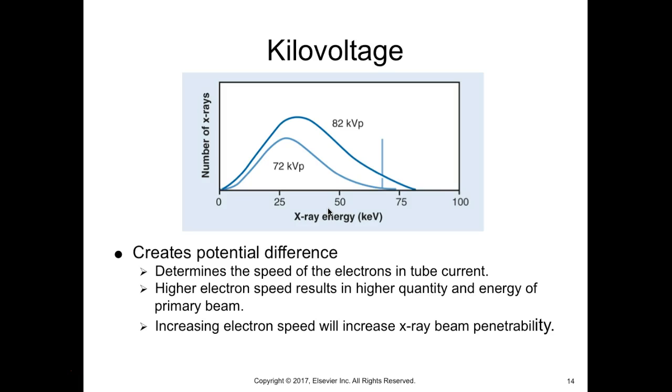When you set your kVp to 72, you can see your X-ray spectrum here. If you set it at 82, you can see you have a higher energy X-ray beam. So what's this tick? Yep, characteristic.